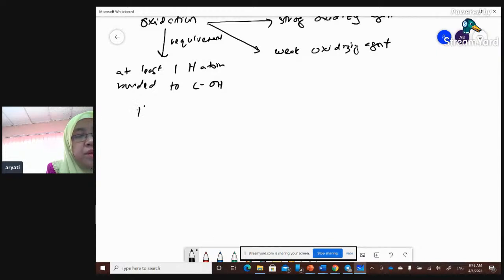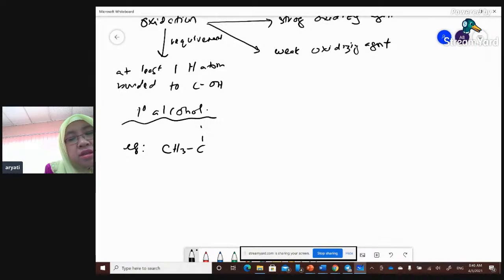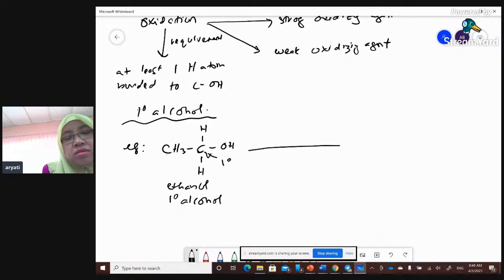So for primary alcohol, for example, CH3, C, H, OH, H. So this carbon bonded to one carbon, so this is primary carbon. OH bonded to primary carbon is ethanol. Ethanol is a type of primary alcohol. So when primary alcohol undergo oxidation by using, let's say, cadmium permanganate, acidic and heat. So macam saya cakap lah, oxidation dia mesti jadi masukkan oksigen.